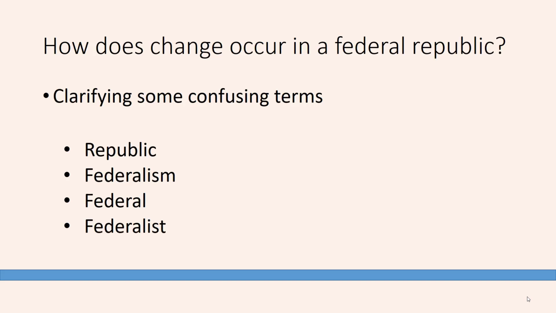Federalist, this is a term that refers to a specific individual. For our purposes, an individual in the 18th century, one of the framers of the Constitution. This is an individual that, among other things, supported a strong central government. All right, that sounds like empire language.